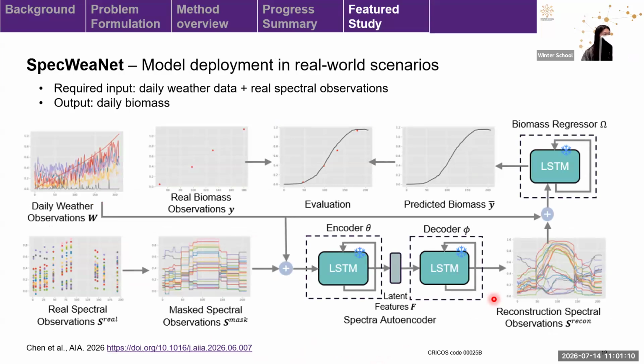Different from the very complex process of model establishment, the deployment of the model in the real world is very simple. You just need to provide the daily weather data and the real spectral observation, and then you will get the daily biomass as we show here.